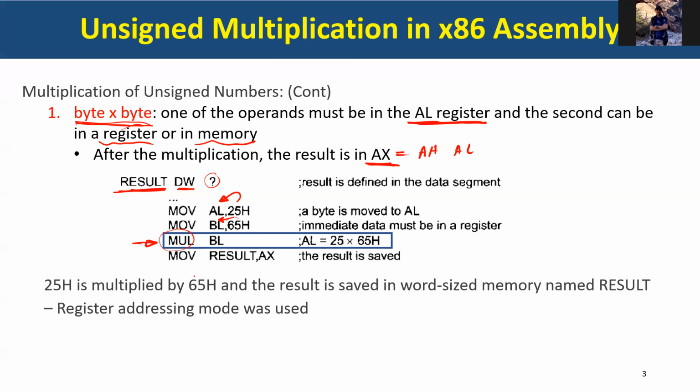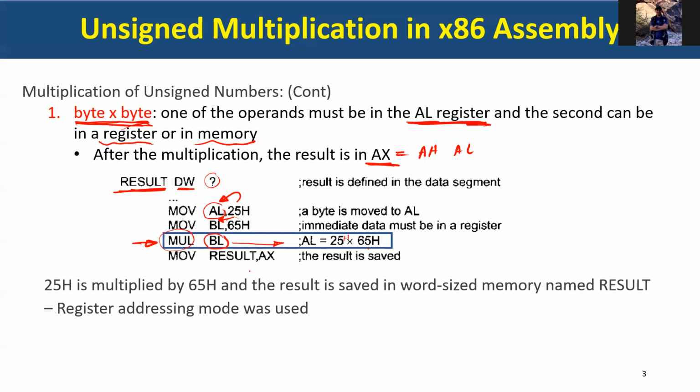Look here, we don't have two operands. This structure called mul has just one operand, because by default, the other operand will be in one of the registers that we talked about: AL, AH, AX, and DX. In that case, since we are multiplying byte by byte, the processor detects that one of the operands is 1 byte, so the other operand should also be 1 byte, which is AL. So that's equivalent to saying AL equals 25 times 65, of course, both hexadecimal. Okay.